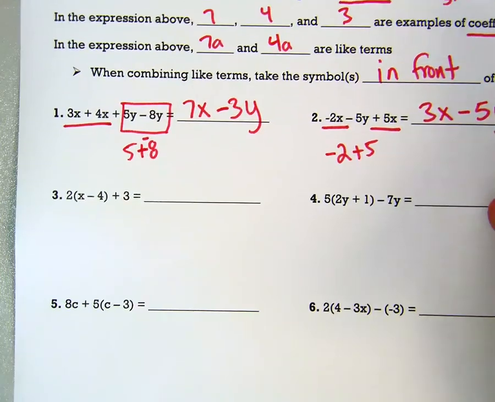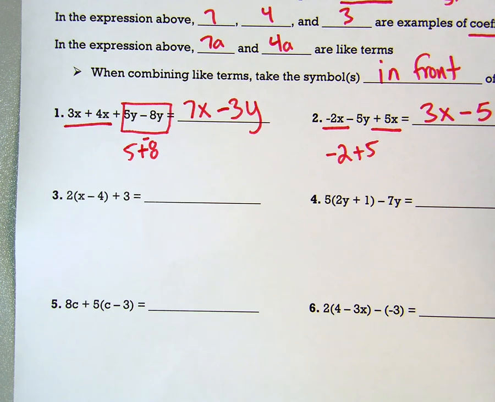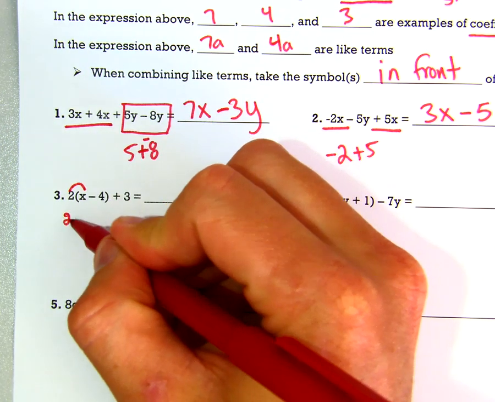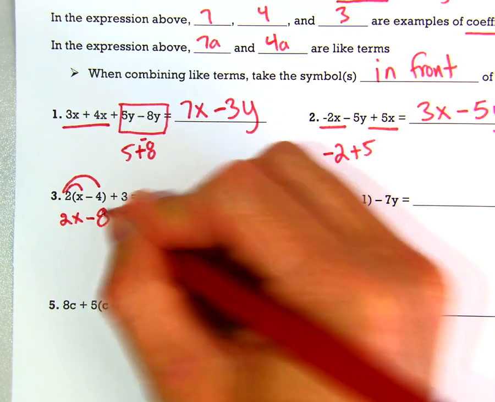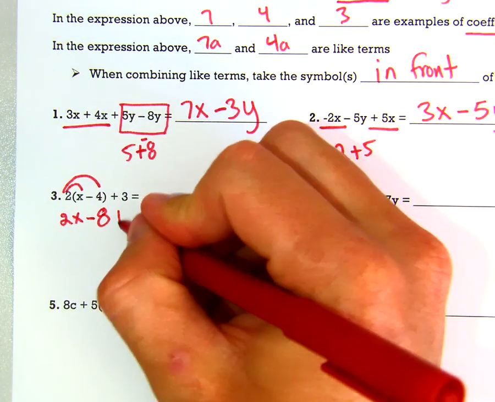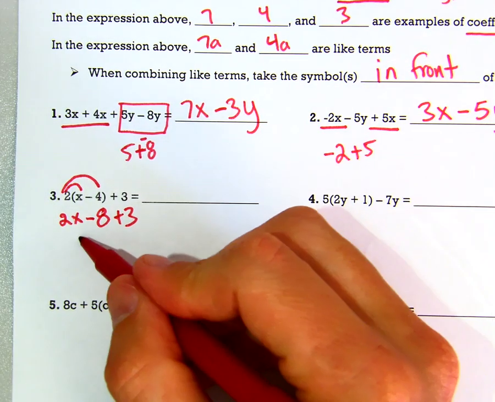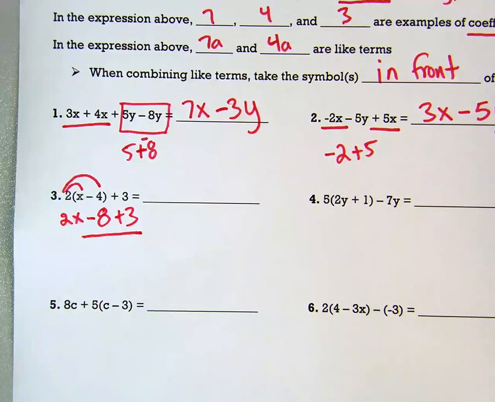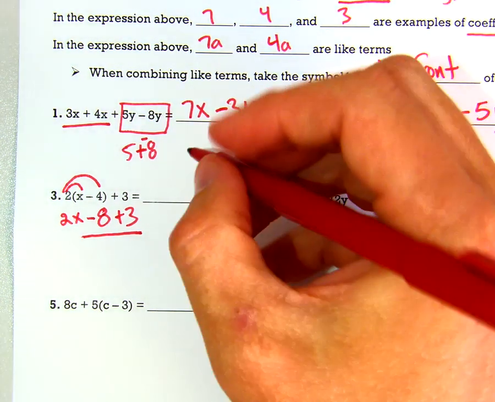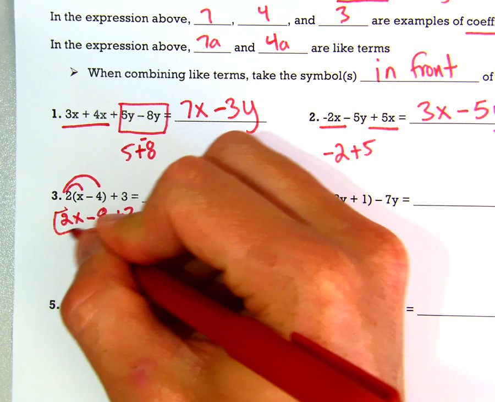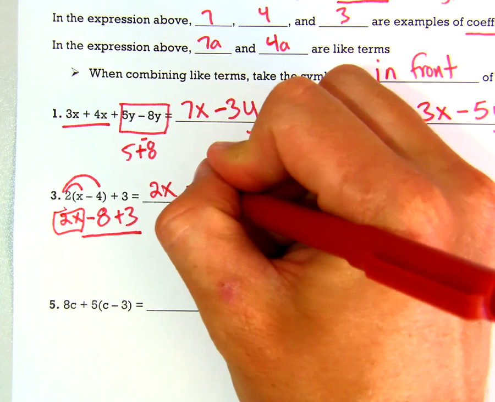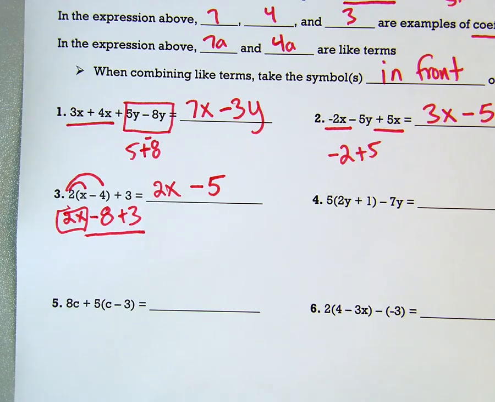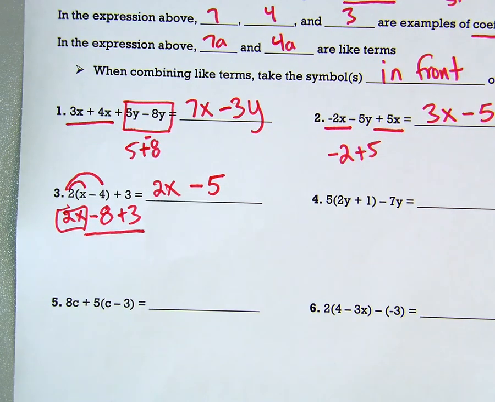Number 3. We also are going to have to start using distributive property with this. So we have 2 times x is 2x. 2 times negative 4 is minus 8 or negative 8. And then plus 3. And so in this case, negative 8 plus 3 is my like terms. Make sure you include the symbol that's in front of the 8. So negative 8 plus 3. And actually we're going to bring up this 2x first up here. And then negative 8 plus 3 is negative 5 or minus 5. So my answer is 2x minus 5.